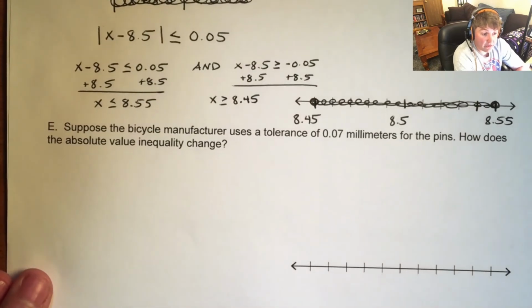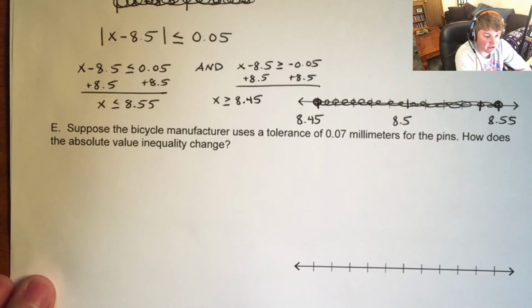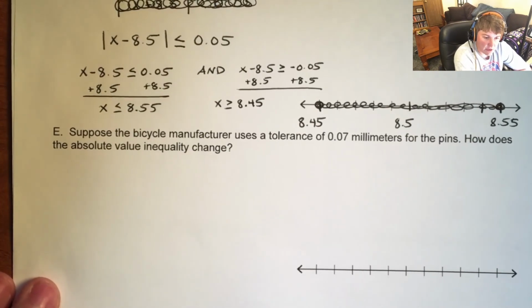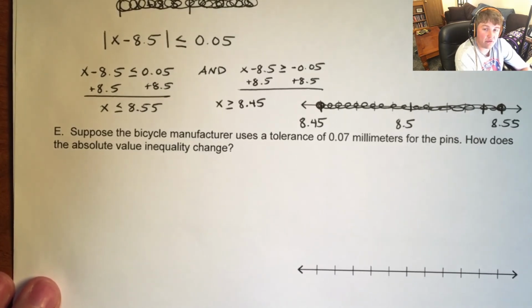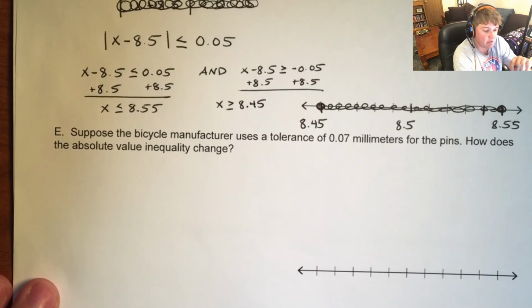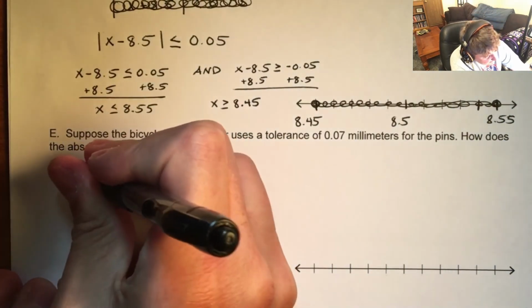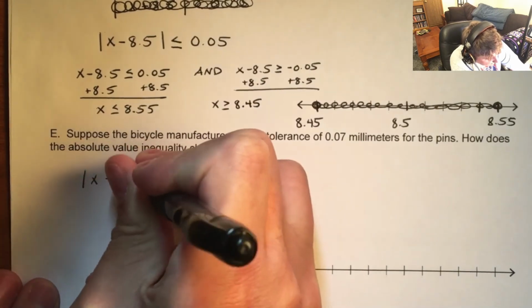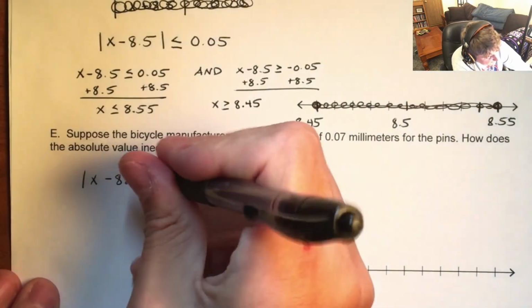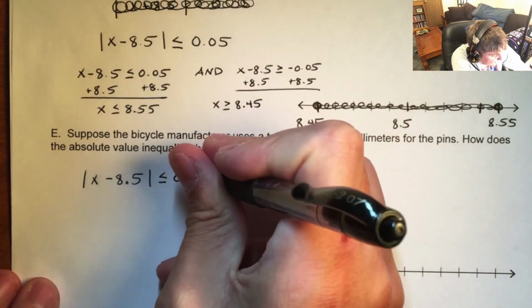Okay, so another tolerance problem. Suppose a bicycle manufacturer uses a tolerance of 0.07 millimeters for the pins. So it's the same situation. The only difference is we're giving a little bit more leeway as far as the pins that we're creating. We're allowing them to be 0.07 larger as well as 0.07 smaller. So that means if I take the measurement of any pin and I take away our ideal measurement of 8.5, we want the absolute value of that difference to be less than or equal to 0.07.